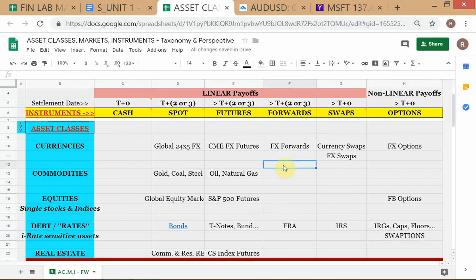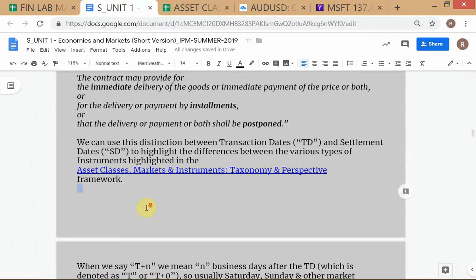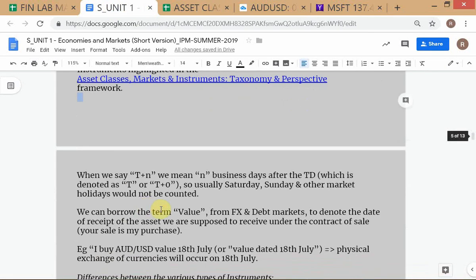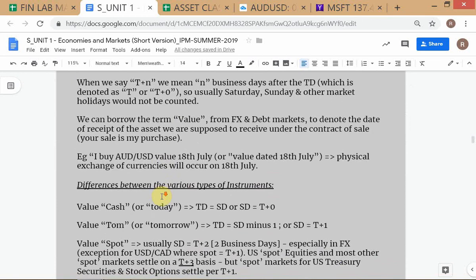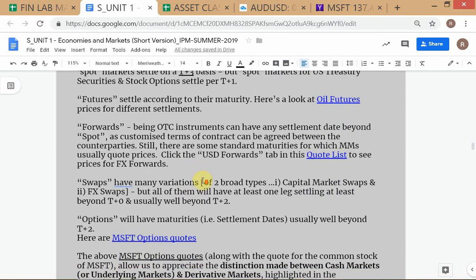You can study this framework a little more on your own, to get an understanding of the situation of global markets, and to see the differences between the various instruments. I've already discussed this, so you can just read it. This is for more material over here.